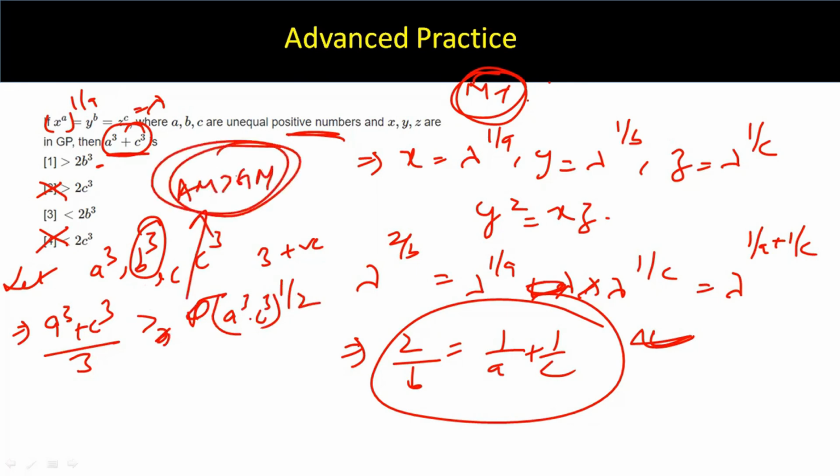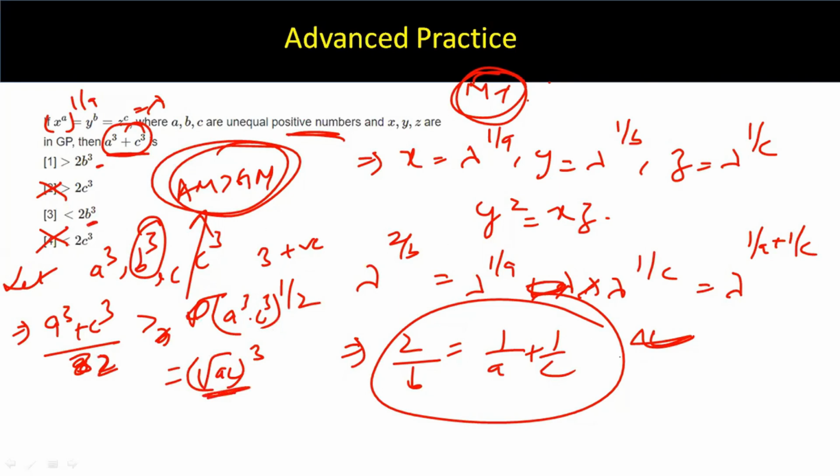For a cube plus c cube by 2, no sir. Sorry. By 2, a cube plus c cube by 2 has to be greater than AC to the power 3 by 2, right? What is this? This is nothing but root AC to the power 3. Okay, so now I just need to convert my root AC in terms of B. And then how do I do it?